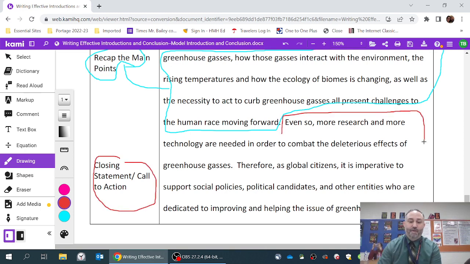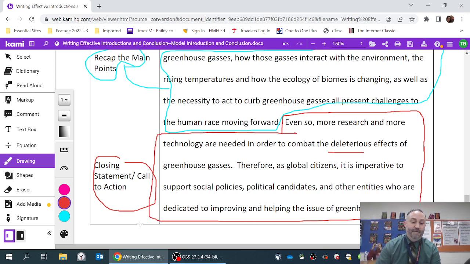Even so, more research and more technology are needed in order to combat the deleterious effects of greenhouse gases. What a great word, deleterious. It means really bad. Therefore, as global citizens, it is imperative to support social policies, political candidates, and other entities who are dedicated to improving and helping the issue of greenhouse gases. That's a call to action if I've ever heard one.